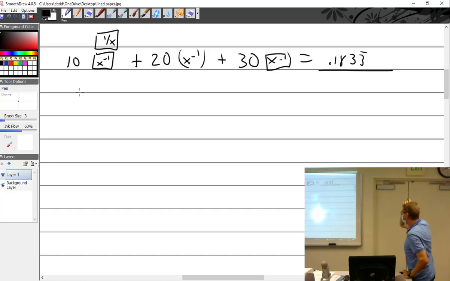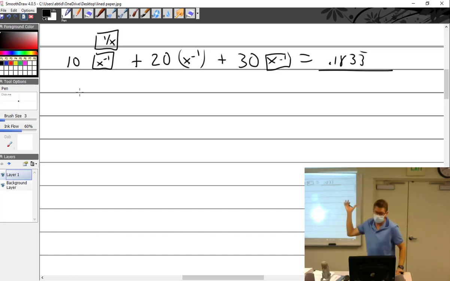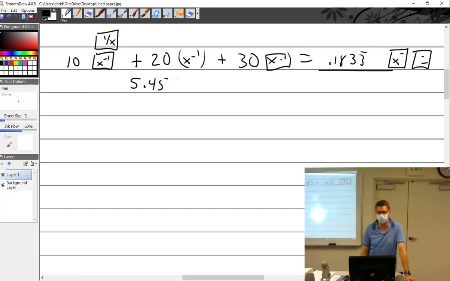Okay, that's not the answer, even though 1.833 definitely is less than 10. Now you have to hit the x minus 1 and then equals again. X minus 1 equals, and you will get 5.45. If you got that, you did great. If you didn't, we messed up. So that is the formula that works for all resistors.